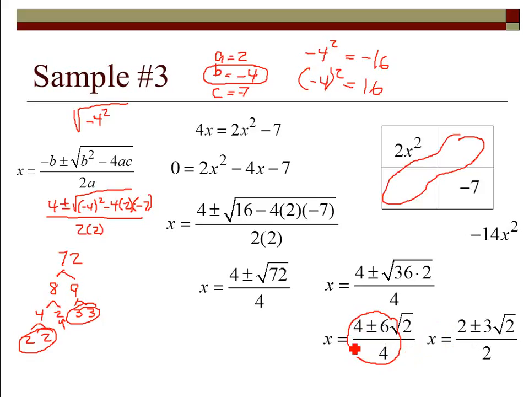Okay, now another way of doing this, which some of your teachers may have shown you, you can break it apart. 4 over 4 plus or minus 6 root 2 over 4. And then this gives you 1 plus or minus 6/4 reduces to 3/2 times square root of 2. That's also correct. Be careful, don't cancel the 2's right here. You can't cancel across addition and subtraction.